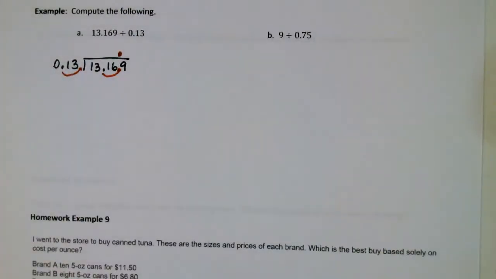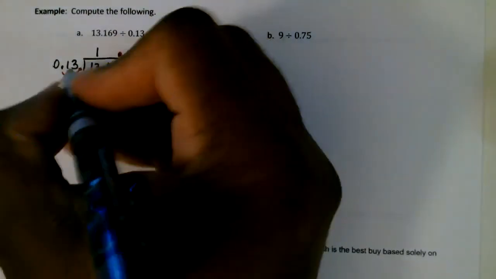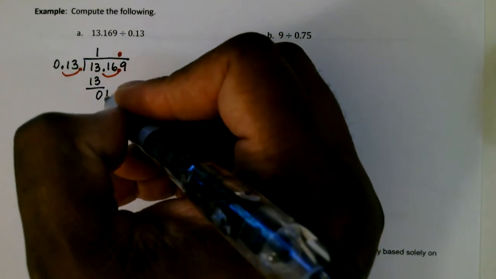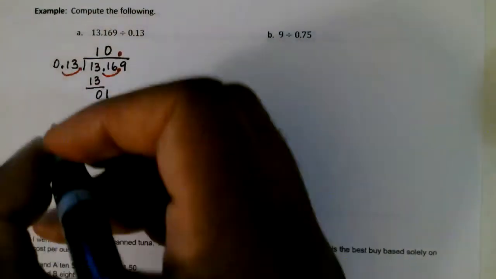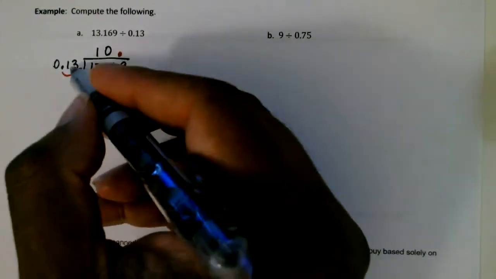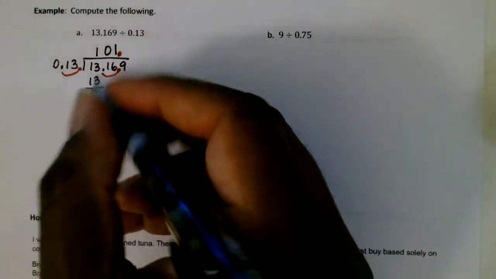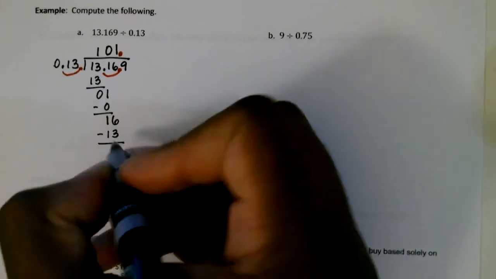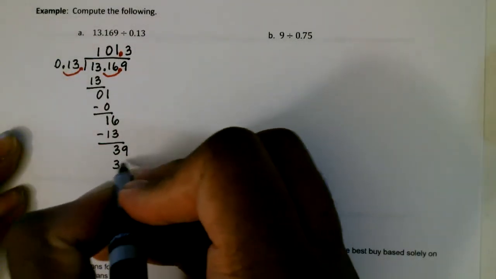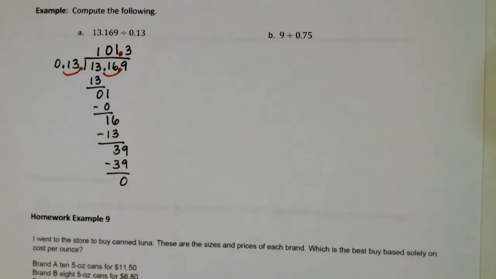If I take 13 into 13, that will go 1 time. 1 times 13 is 13. 13 from itself is 0. Bring down the 1. Can 13 go into 1? No. So it's got to be a 0 here. 0 times 13 is 0. You'll have 1 left. Bring down the 6. 13 goes into 16 1 time. 1 times 13 will be 13. 13 from 16 is 3. Bring down the 9. And then 13 goes into 39 3 times. 3 times 13 will be 39. 0 left over. So my final answer there will be 101.3.